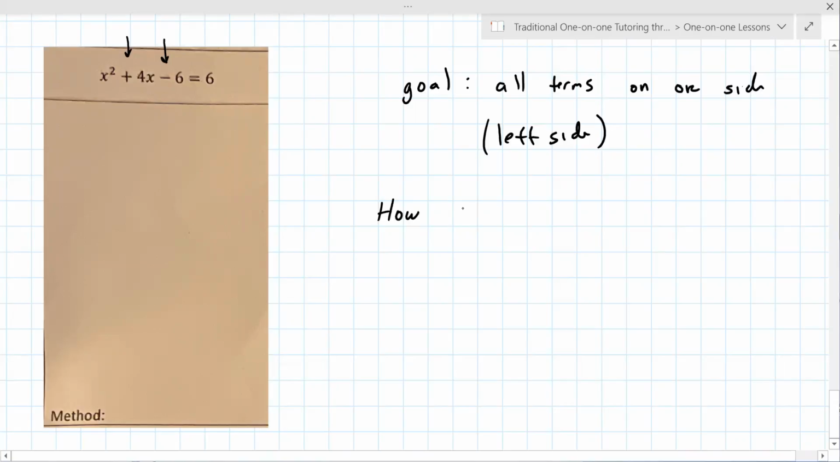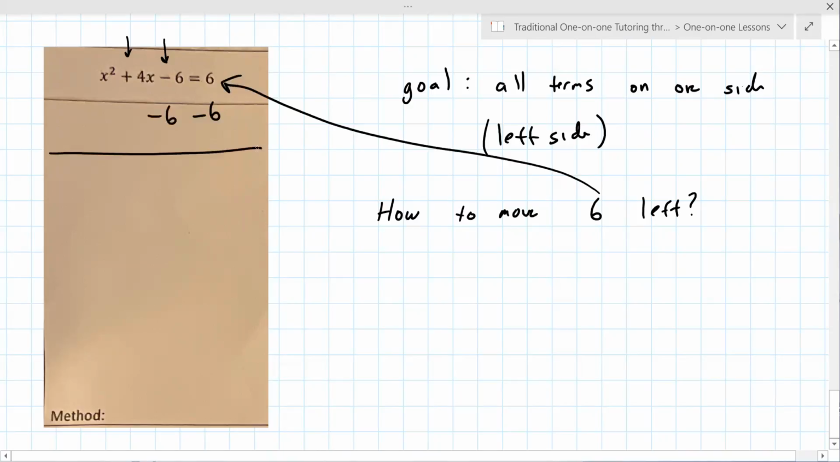To move 6 left, you should subtract. Exactly. Subtract 6 from both sides of the equation. x squared plus 4x minus 12 equals 0. That's right.